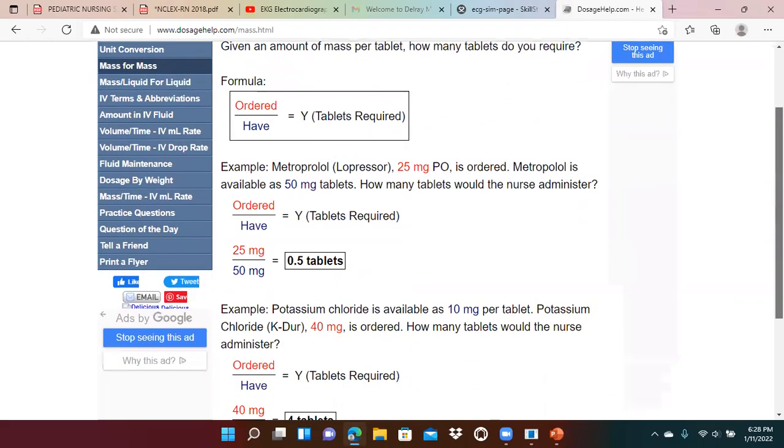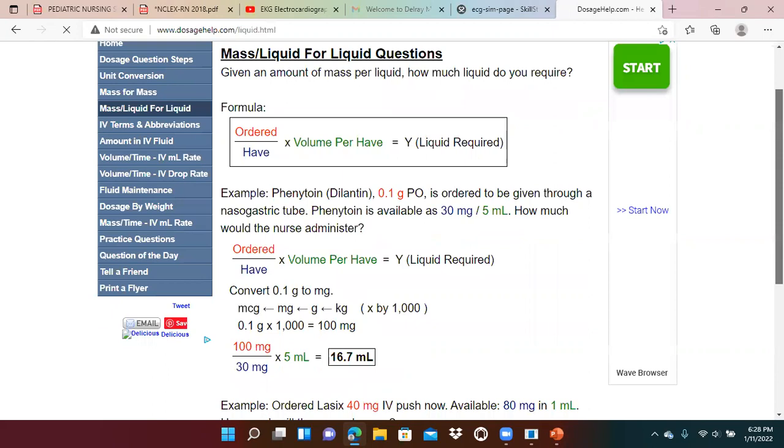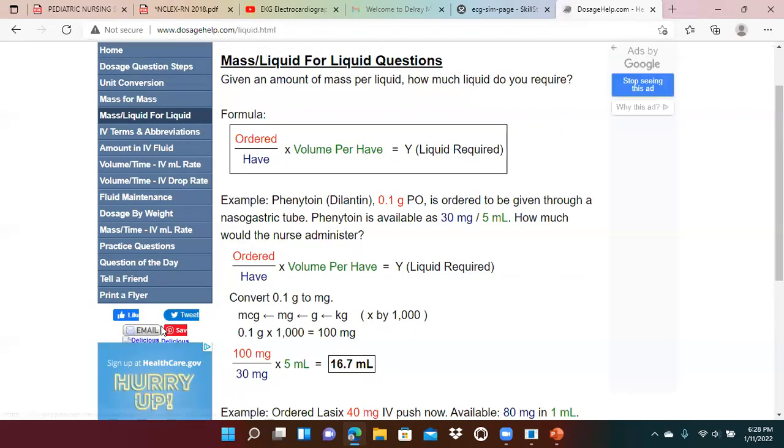Another, here we go. Liquid. Mass divided by liquid, for liquid questions. So given an amount of mass per liquid, how much liquid do you require? So keep it in mind, amount of mass per liquid. So this is the question, how much liquid do you require?